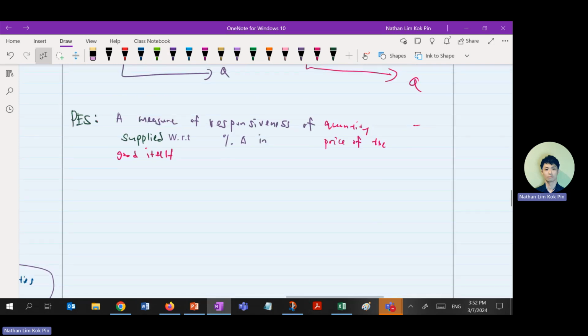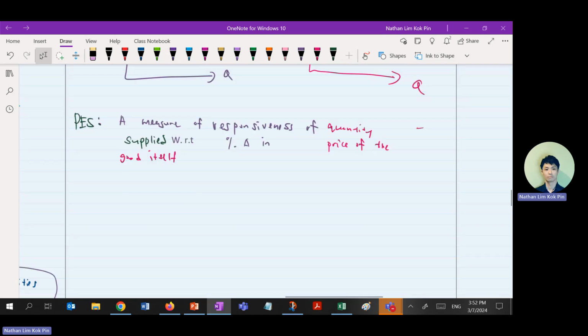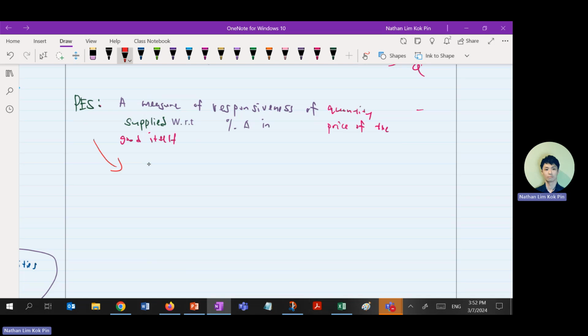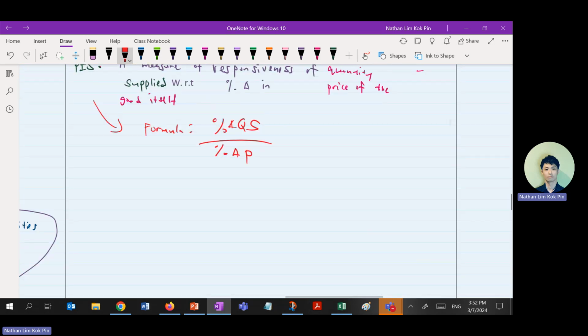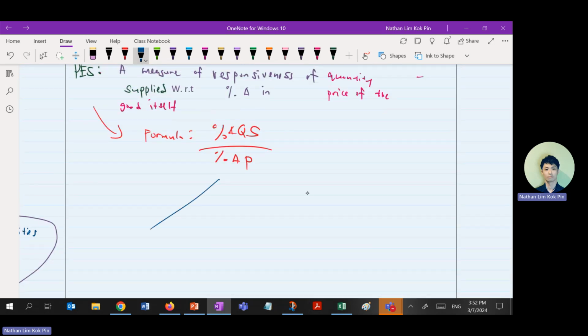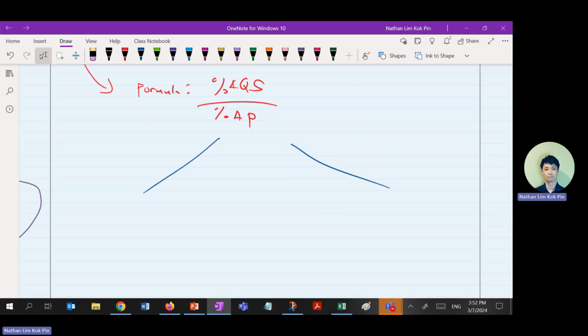All right, okay. So the PES formula. This is the PES formula. It's the percentage change of quantity supplied over the percentage change of price, right? So follow a similar format. After the formula, we will talk about the values. Same thing, there are 5 values, right? The rest of the values you can revise yourself.